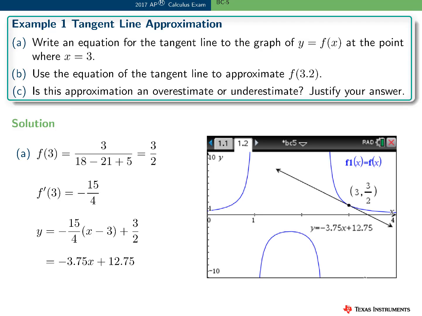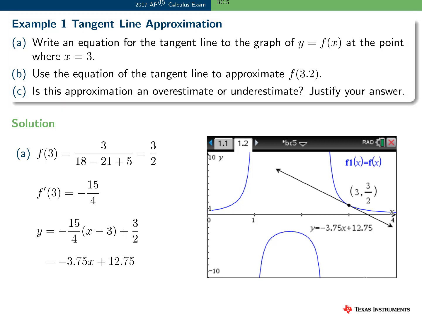Here's a problem extension to part A. First, write an equation for the tangent line to the graph of y equals f of x at the point where x equals 3. And then use this equation of the tangent line to approximate f of 3.2. And determine whether this approximation is an overestimate or an underestimate. And don't forget the justification.